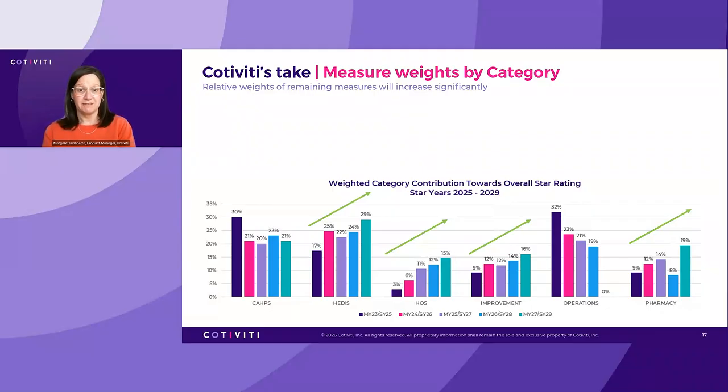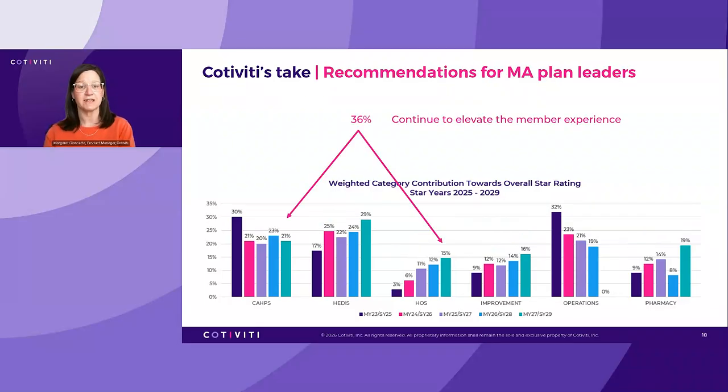So with that in mind, let's talk through some tangible strategies you can use to succeed in this changing stars landscape. First, continue to elevate the member experience. Under these proposed changes, CAHPS and HOS measures would represent 36% of the star ratings pie by 2029. With that much weight, excellent member experience is a key strategy for long-term success of any plan.